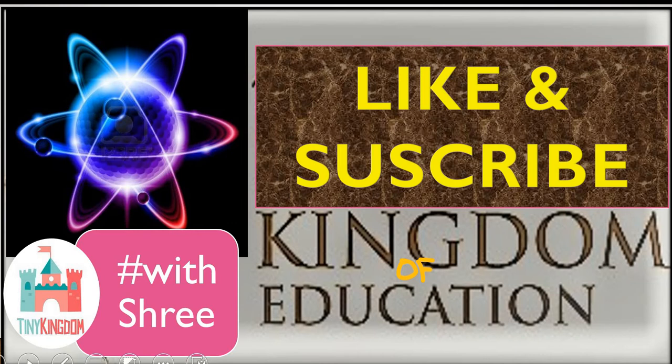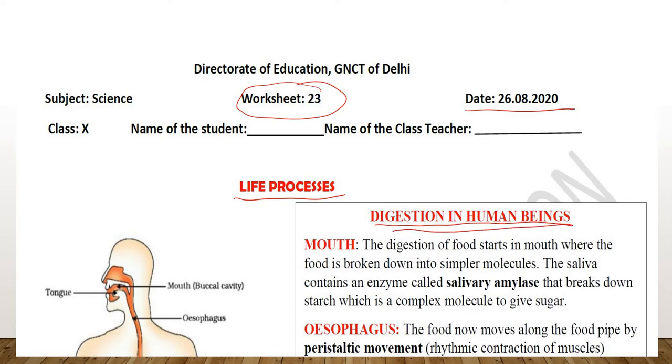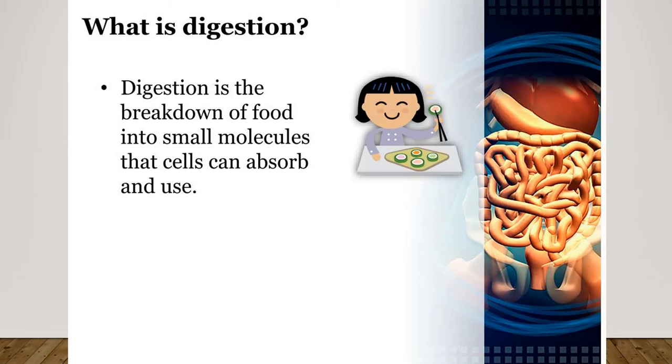Now we will go to your worksheet. This is worksheet number 23, given to you on 26th of August. It is about life processes. First is digestion in human beings. First of all, we want to learn what is digestion.